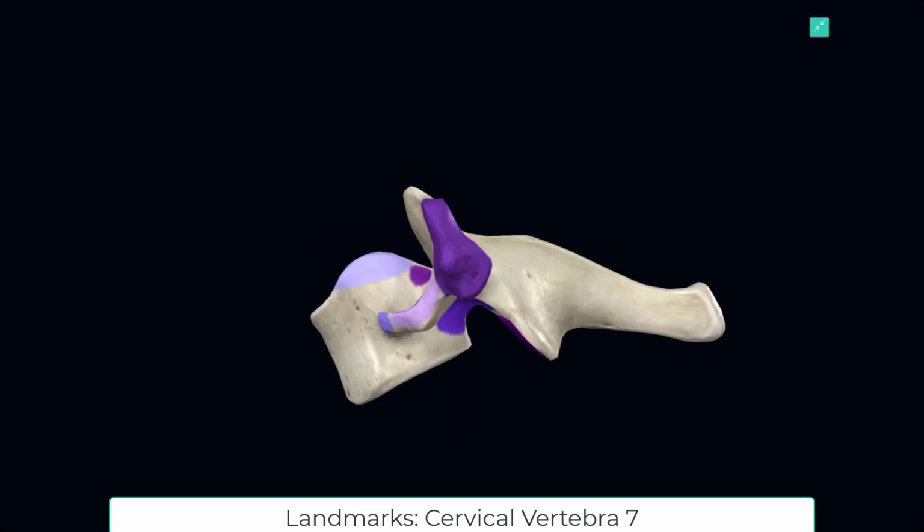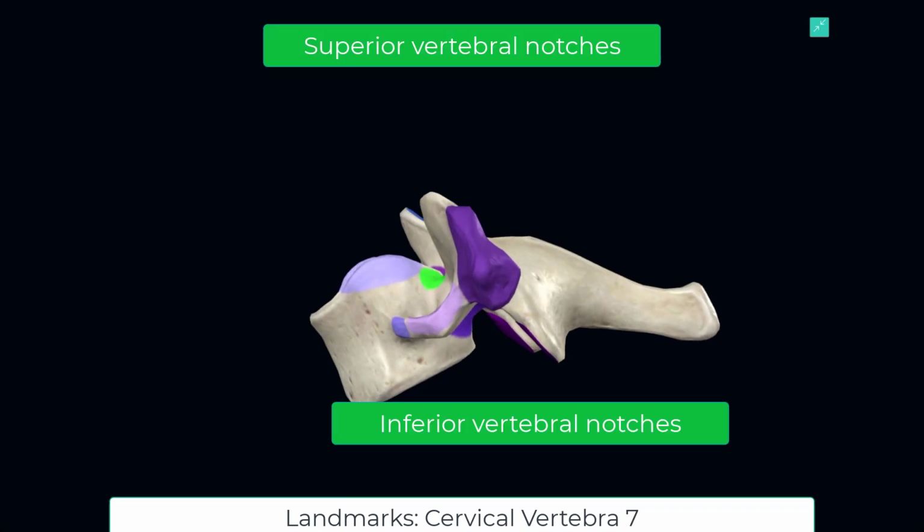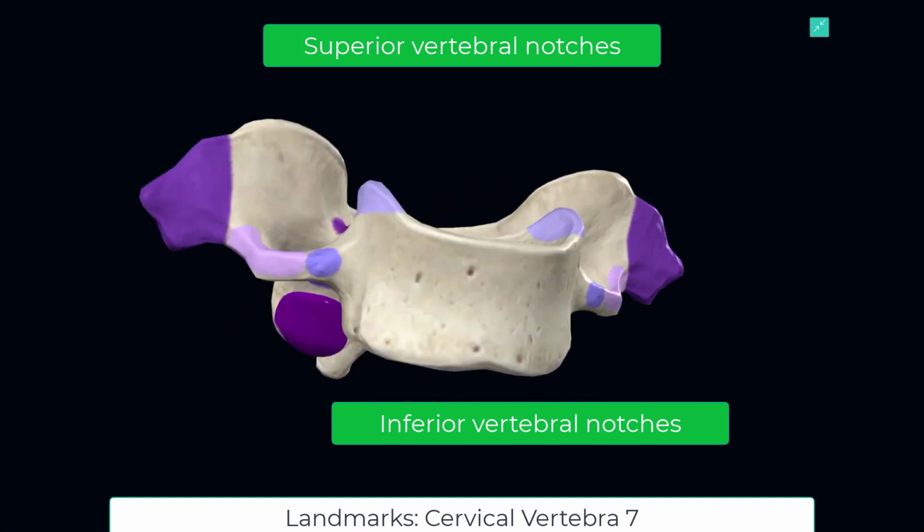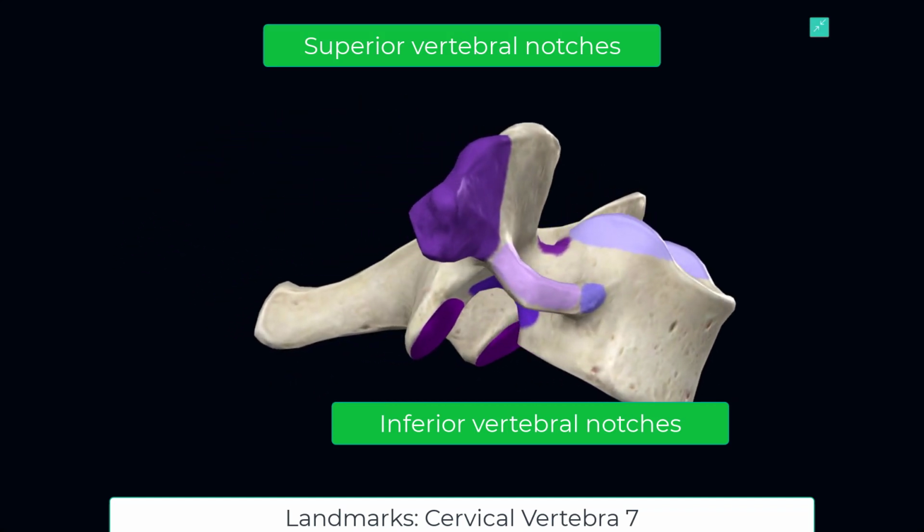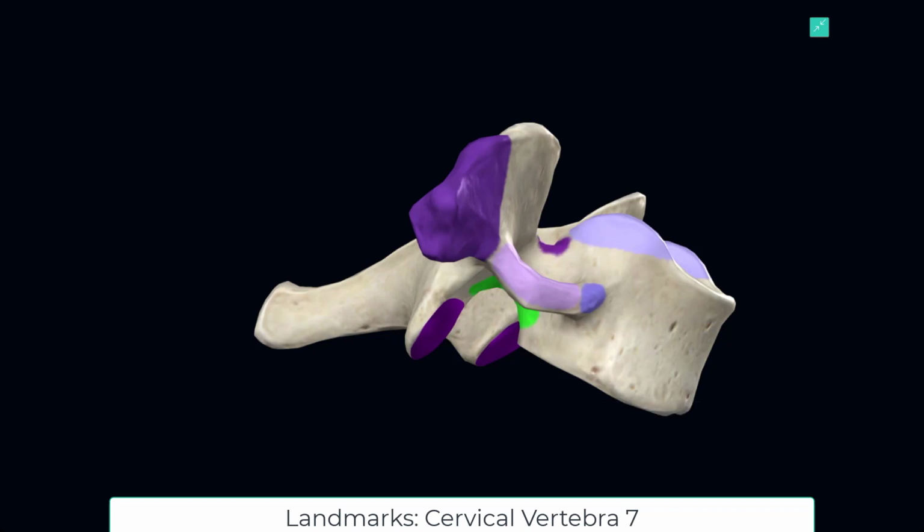So this is the left lateral view of a seventh cervical vertebra. We are having here superior and inferior vertebral notches on each pedicle. On the right pedicle, we have here superior and here we have inferior. And we know from the previous videos that they create intervertebral foramina, so that nerves from the spinal cord emerge and the nerves from the periphery enter the spinal cord.